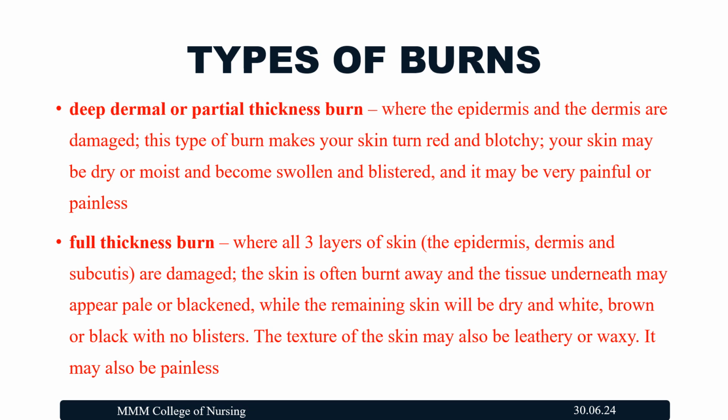The fourth one is full thickness burn, where all three layers of the skin, epidermis, dermis, and the subcutaneous fat, are damaged. The skin is often burnt away, and the tissue underneath may be pale or blackened, and the remaining skin will be dry and white, brown, or black in color with no blister. The texture of the skin may also be leathery and waxy. This may also be painless because the nerve endings are damaged. So in most cases of this type of burn, the patient does not experience any kind of pain.